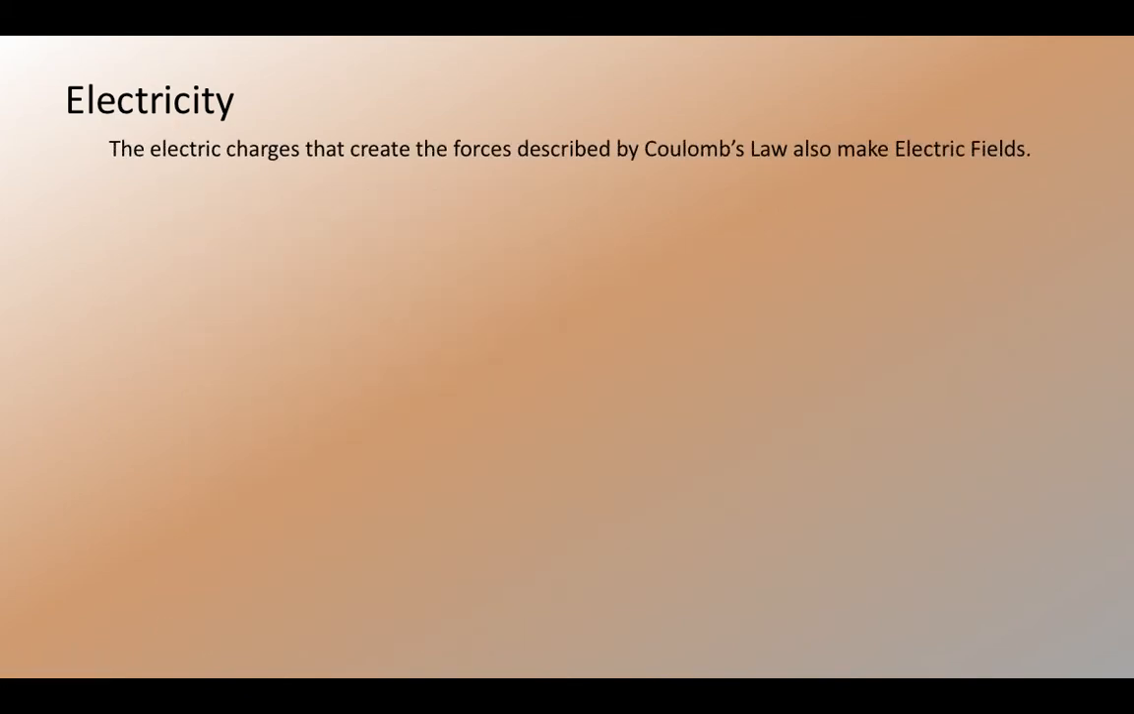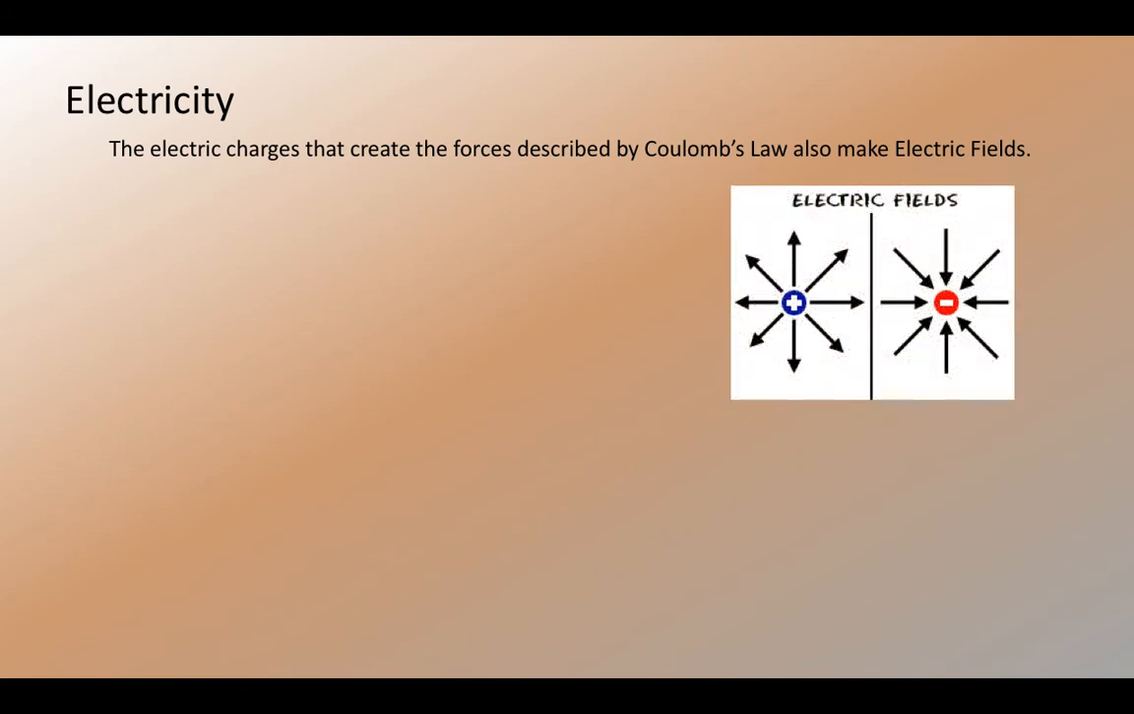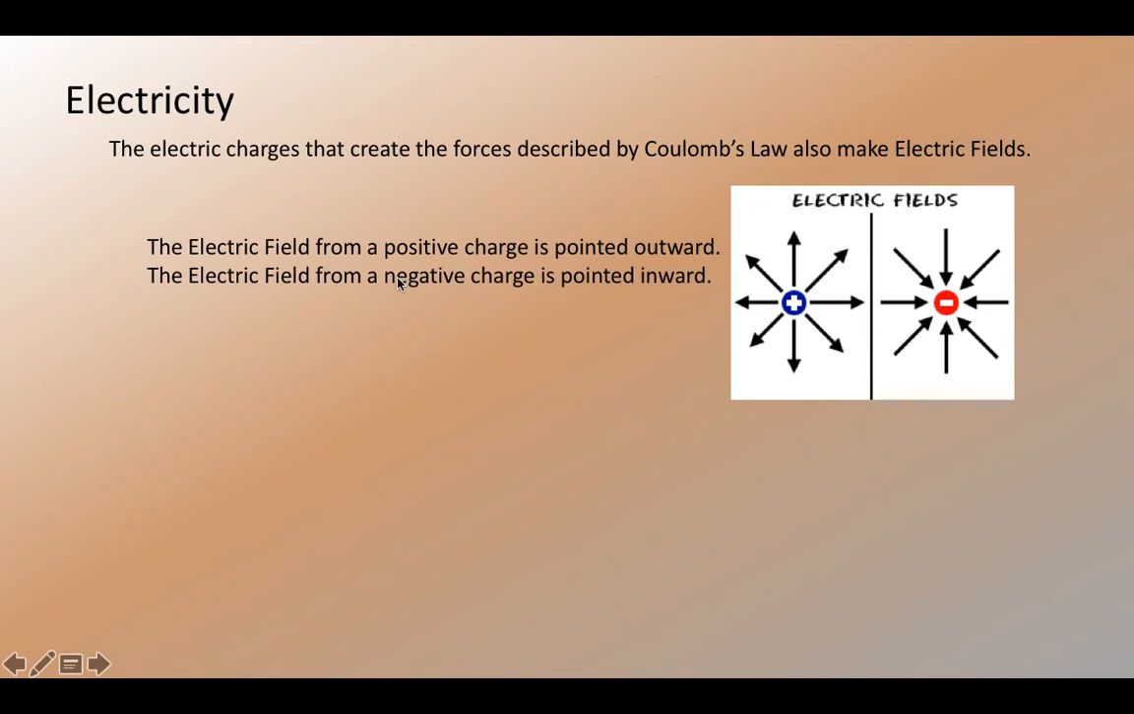The electric charges that create the forces described by Coulomb's law also make electric fields. Now, electric fields are shown with these lines. The more lines, the bigger the electric field. In this case, the electric fields of this positive and this negative are the same. Notice, though, that for the positive the lines point out, and for the negative the lines point in. That's a convention that has been accepted by people in physics for a long period of time. The electric field from the positive is pointed outward. The electric field from the negative is pointed inward.